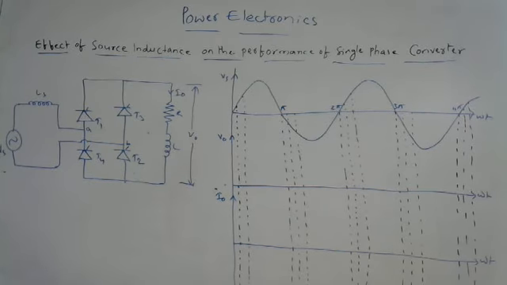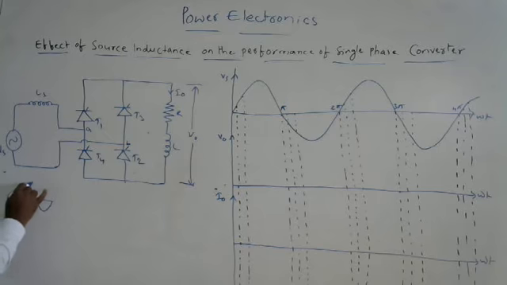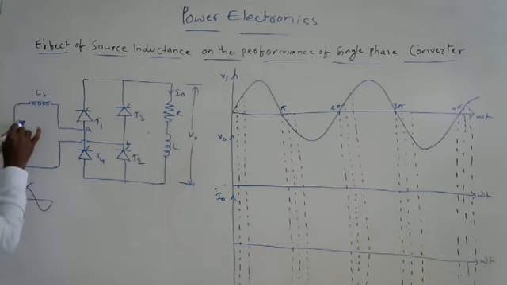First of all, what happens? I am applying an alternating quantity to this circuit, and we are getting the output as DC. So first I am applying AC. If I am applying AC, what happens? This is plus, this is minus.